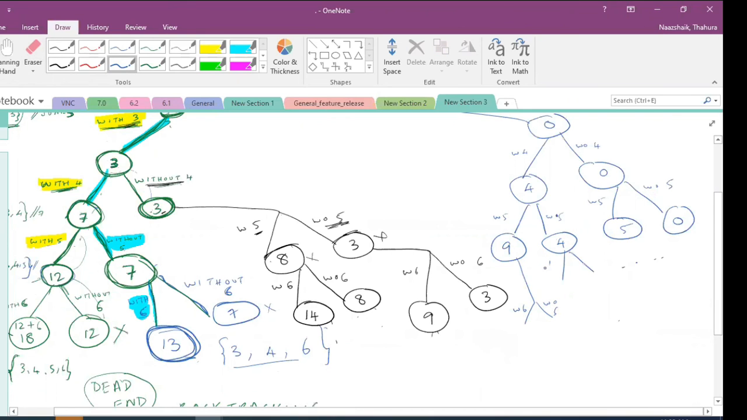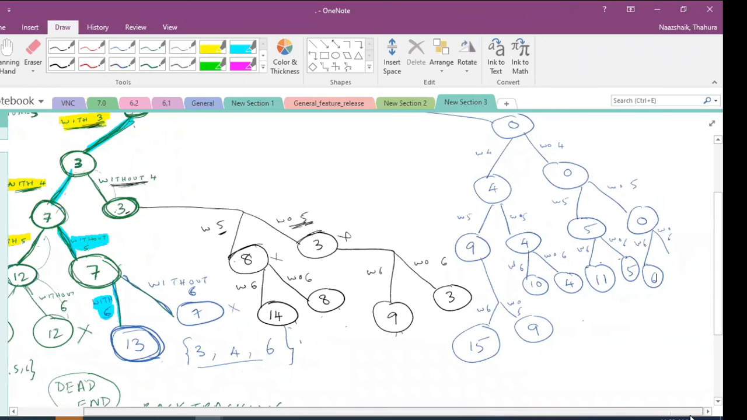Same thing. Everywhere I have 2 choices. With 6, without 6. Okay. So with 6 answer is 9 plus 6, 15. Without 6 answer is 9. Here with 6 answer is 10. Without 6 answer is 4. With 6 answer is 11. Without 6 answer is 5. With 6 answer is 6. And without 6 answer is 0.